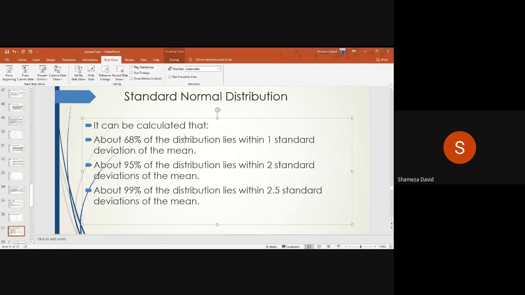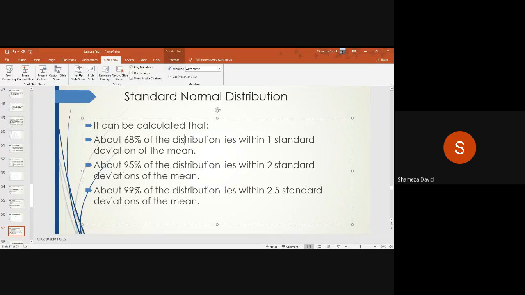So as you can see there, about 68% of the distribution lies within one standard deviation of the mean. That means within one standard deviation of the mean is the mean plus or minus one standard deviation. So within one standard deviation means one standard deviation above the mean as well as one standard deviation below the mean. And similarly, within two standard deviations, you will find about 95% of the data, and then about 99% lies within 2.5 standard deviations of the mean.